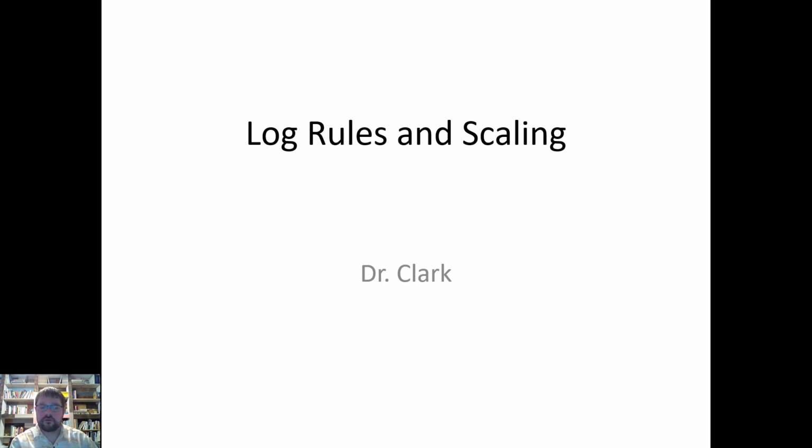Forest management. For this lecture, we are going to discuss the log rules and scaling. This lecture is going to be more about the logging industry, I guess you could say, or what happens to a log after it's been cut. There is some math involved. There's a couple different ways to basically calculate how much a logger should get for a given log.